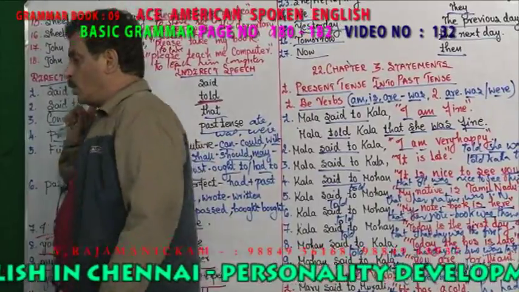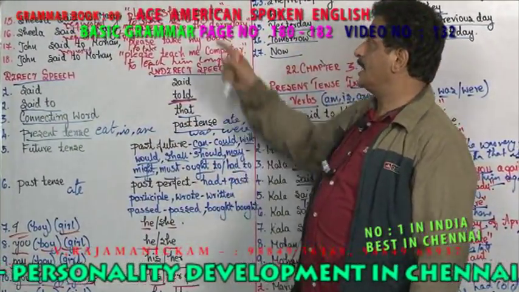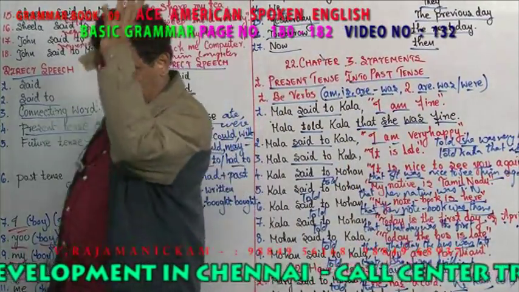Said கூட told ஆக மாறுகிறது. Said to told, connecting word that யூஸ் பண்ணனும். Requisition please னு போட்டா request போட வேண்டும். Direct and indirect ரொம்ப ரொம்ப முக்கியம்.